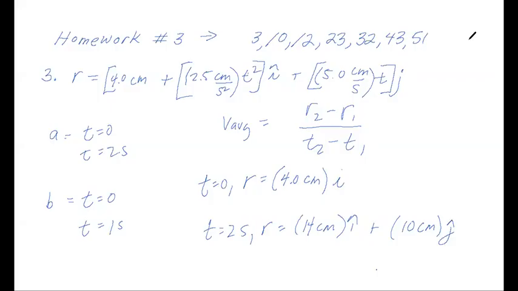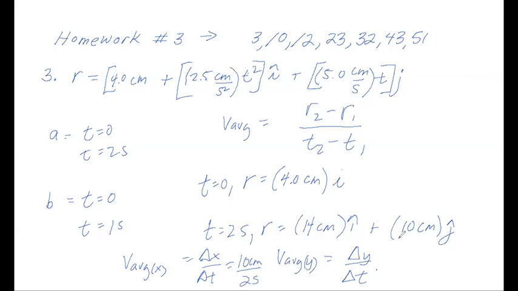Okay, so I'm finding the average velocity between those times. The average velocity in x is delta x divided by delta t, which is the i component, and the average velocity in y is delta y over delta t. This one is 10 centimeters over 2 seconds, and this one is 10 centimeters over 2 seconds. So we're going to have 5 centimeters per second for each one.